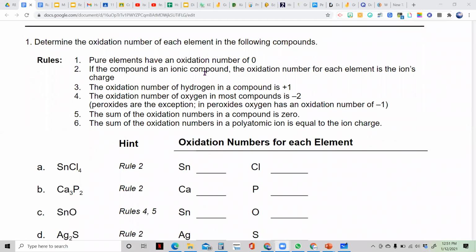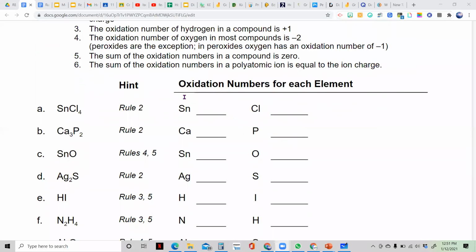Number 3, the oxidation number of hydrogen in a compound is plus 1. Now, the only exception to this is if it is in a metal hydride. So if it's bonded to a metal, say for example, you have sodium hydride, then the oxidation number of hydrogen is minus 1. The oxidation number of oxygen is minus 2. The only exception is where you have peroxides. All right, then your number is minus 1.